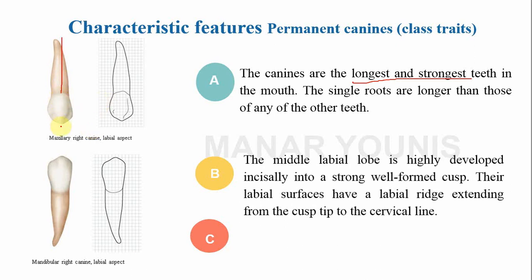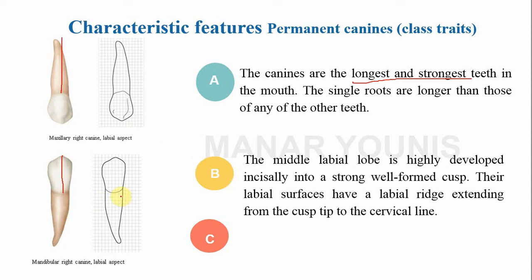Also, regarding the length of the crown, they have long crown cervico-incisally, especially the mandibular canine. Mandibular canine has the longest crown cervico-incisally, followed by maxillary central incisor, while maxillary canine is the third tooth regarding the length of the crown.